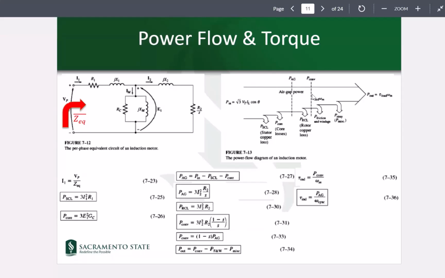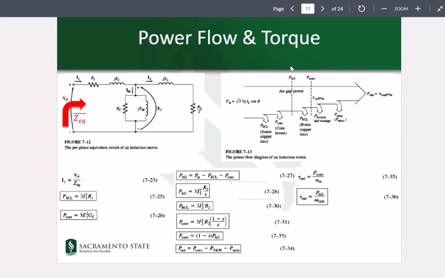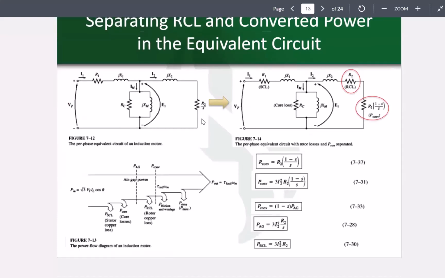Now, in order to show that in a better way, we can basically write this R2 over S in two terms. So here you can see that R2 plus R2 times 1 minus S over S, that becomes R2 over S. So these two would be equivalent circuits, right? These two would be equivalent. The only difference is that this better represents the copper losses that are associated with the rotor, and this better represents the converted power.